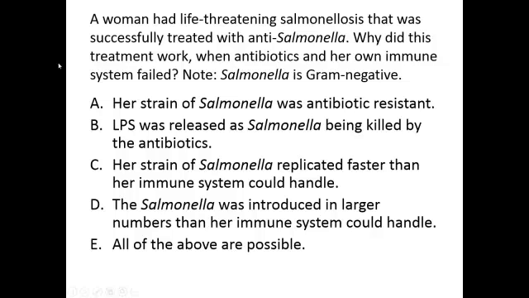So, why did this treatment work when antibiotics and her own immune system failed? Well, we can assume that she was given antibiotics first. That's generally what happens. And we know that her own immune system failed because she had life-threatening salmonellosis. Also, I let you know that salmonella is a gram-negative bacteria because you might not already know that. So let's look at the answer options.